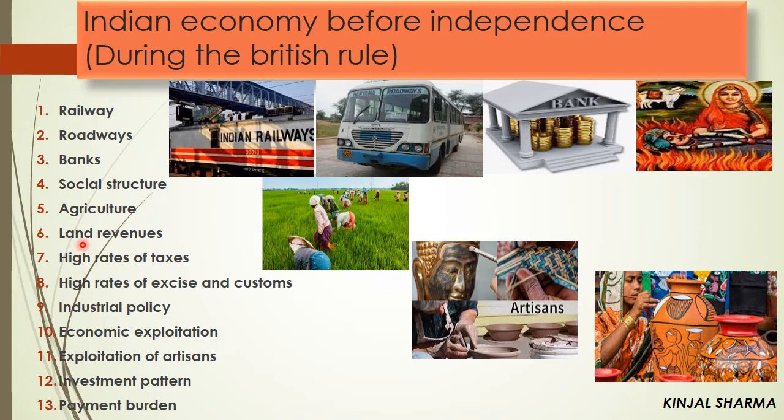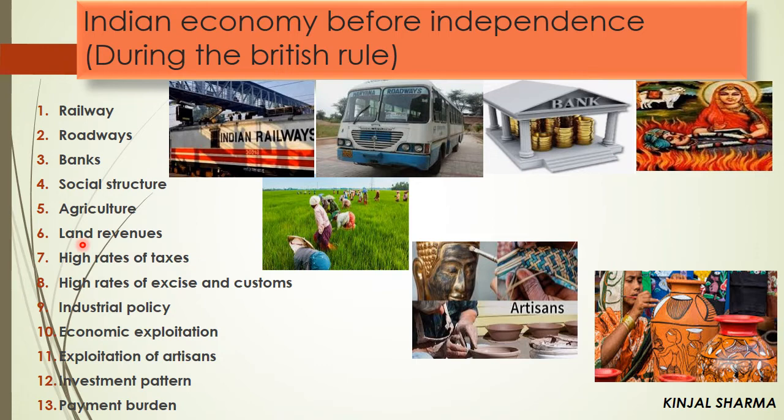Next is the land revenues. Now the East India Company had the right to collect land revenues from the kings in India, and with that it also got the rights to collect land revenues from owners of farming lands. And after that, the British government collected land revenues from the farmers through zamindars.